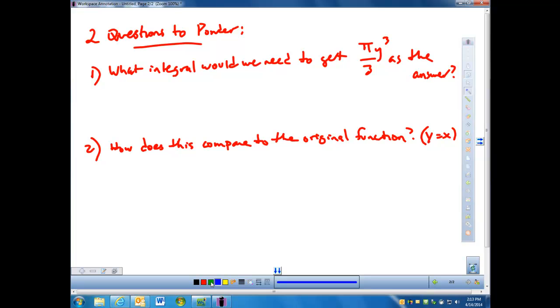Well, the integral we would have to write would be pi times y squared. I'll explain why it's dx in a little bit. And so then how does that compare to our original function? Well, that would be our original function squared and then multiplied by pi.